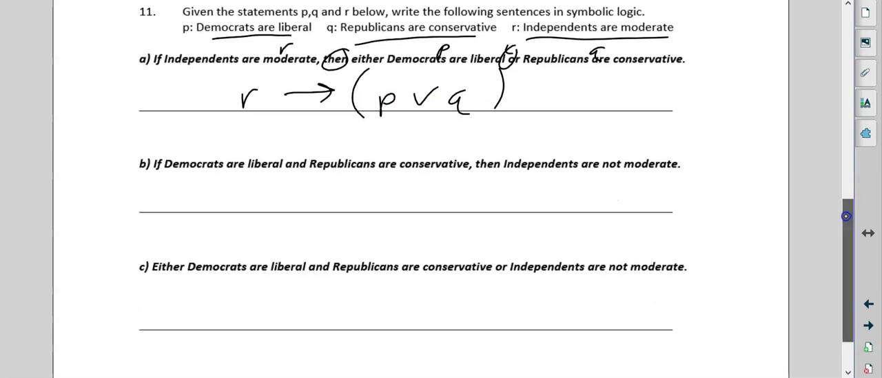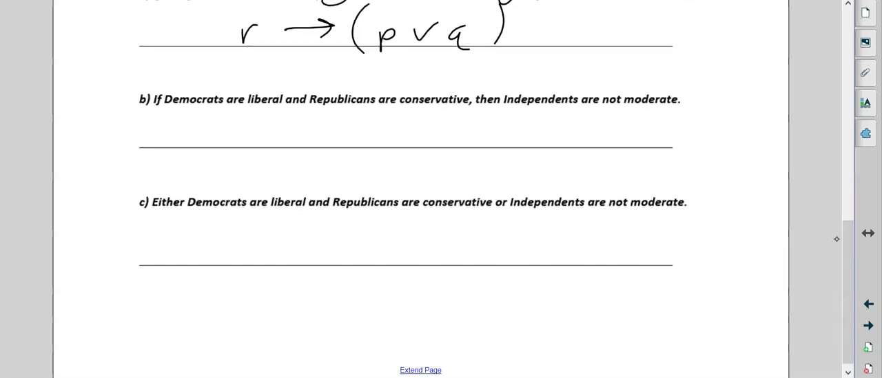That's it. That's simple. All right, we have an if-then statement again. If Democrats are liberal, that's P, and Republicans are conservative, that's Q. So, P and Q, I didn't give myself a lot of room there. Then independents are not moderate. Gotta be careful with that one. So that's not R. Got a little curveball there.